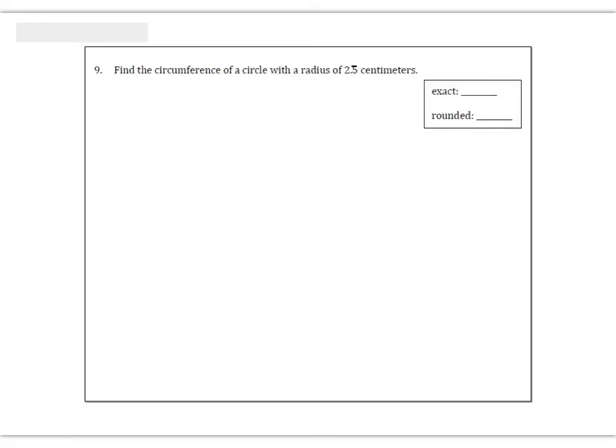Let's try another one. Find the circumference of a circle with a radius of 2.5 centimeters. So if your radius is 2.5, your diameter is twice as much. It would be 5. Circumference is diameter times pi. So 5 times pi. 5 pi would be your exact circumference. And I guess we should label that centimeters. If we want the rounded answer, we're going to type 5 pi into our calculator. Go ahead and do that. If you're doing it correctly, you should get 15.71 centimeters. That is the rounded answer.